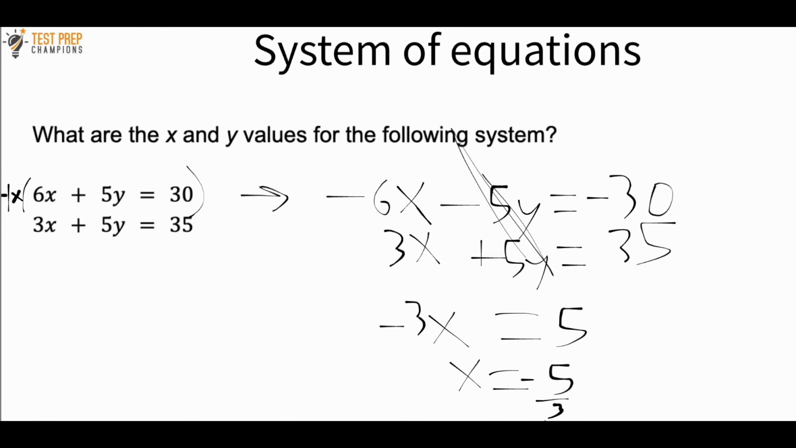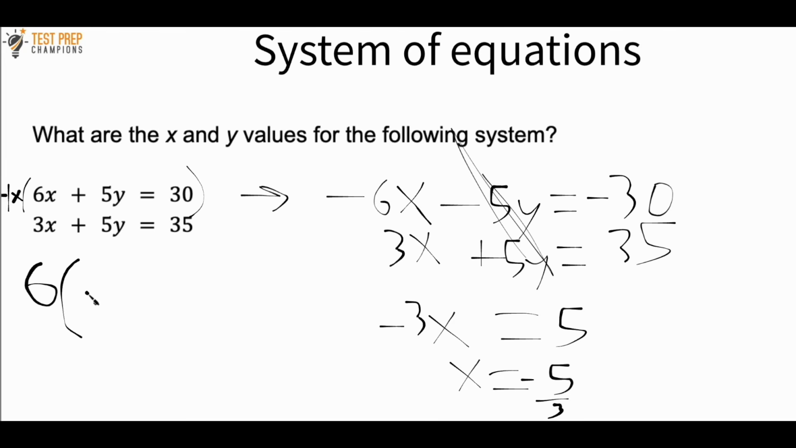So I'd get that x equals negative 5 over 3, and then I would want to come back to one of the equations, plug negative 5 over 3 in for x, do the math, and get y. So let me show you that. Let me pick equation 1, so my 6x plus 5y equals 30. Let me do that this time because I already showed you what would happen if I plugged negative 5 over 3 into equation 2.